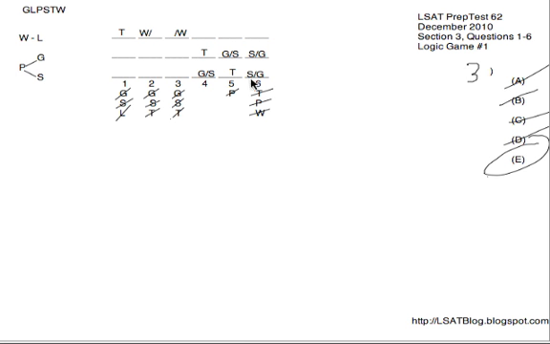And then, of course, if we look at E, W before G, that has to be the case because W is always on one of the first 3 slots, and G is always in one of the last 3 slots. So for that reason, we always do have to have W before G, making E our answer for number 3. Next, number 4.